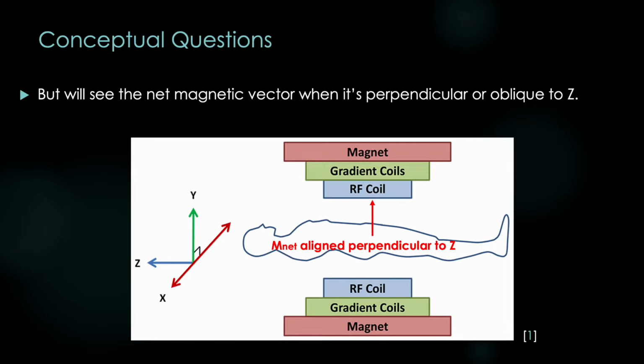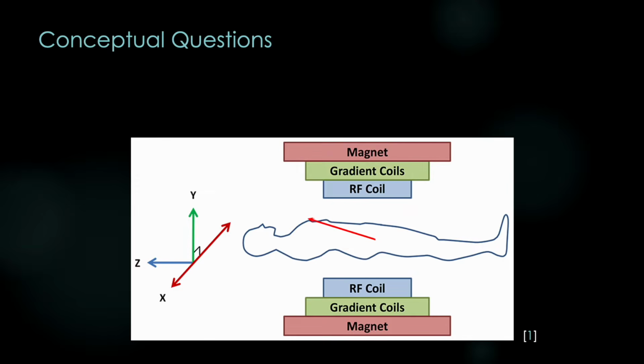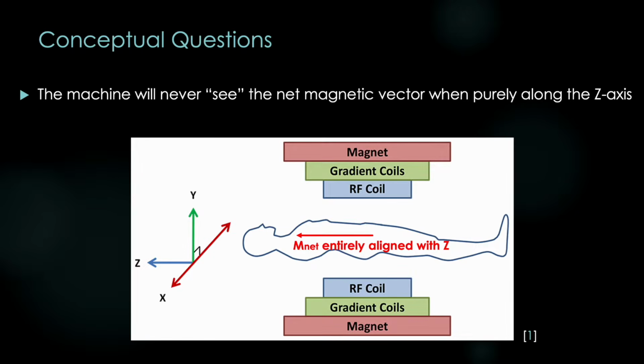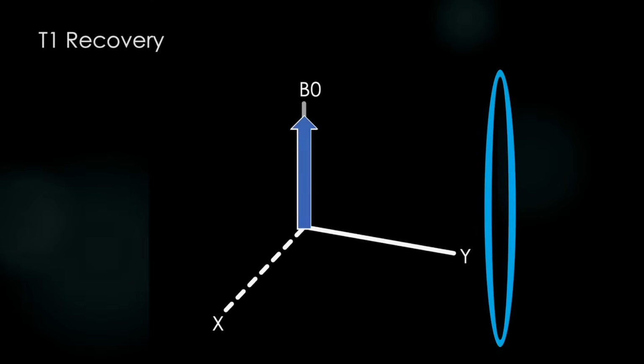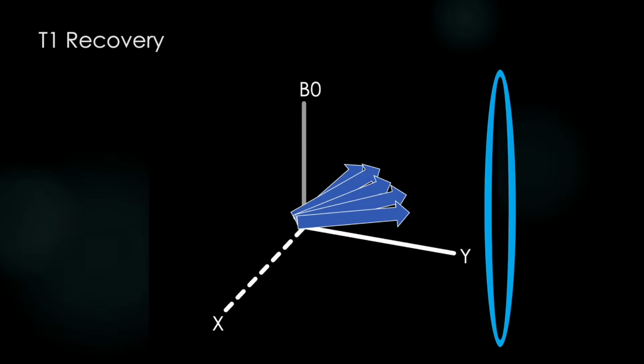Remember way back to Lecture 1, where we discussed that through Faraday's law, we only induce current in our receiver coils when this net magnetization is perpendicular to them, whether that be perfectly in the xy plane as shown, or at some oblique angle where we still have an xy component. But when this is perfectly aligned with the B0 z-axis, we see no current. So how does this make sense at all?